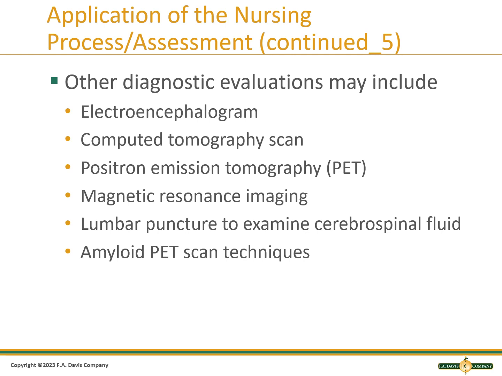Other things that might be done is an electroencephalogram, a CT scan, a PET scan, MRI. If we think it might be an infectious cause, a lumbar puncture might be necessary, and then maybe a PET scan to look for amyloid changes in the brain, those beta plaques and tau tangles in the brain.